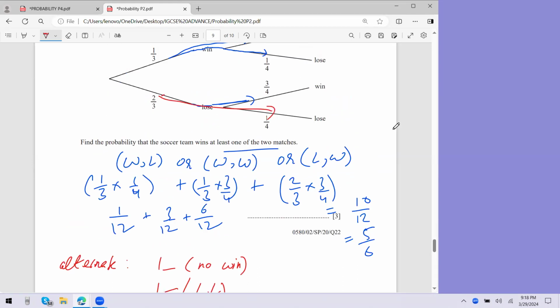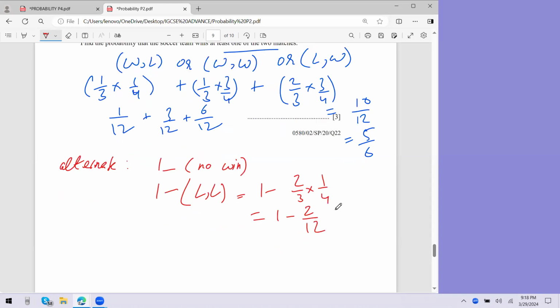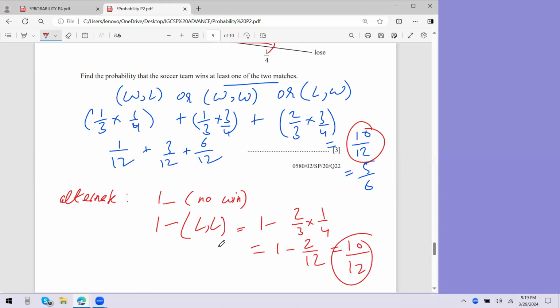So lose lose is this one. 2 by 3 times 1 by 4. So that is 1 minus 2 by 12. So again 10 by 12. Okay. So same answer we get. So this is through elimination. And this is preferred. If you can think like that, that is preferred because it saves time.